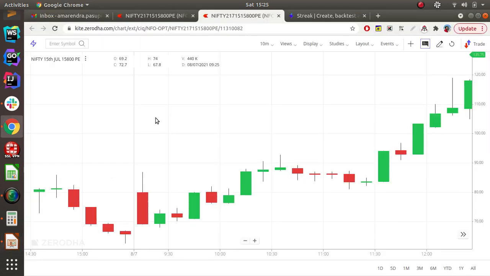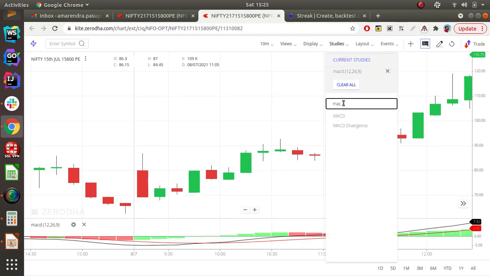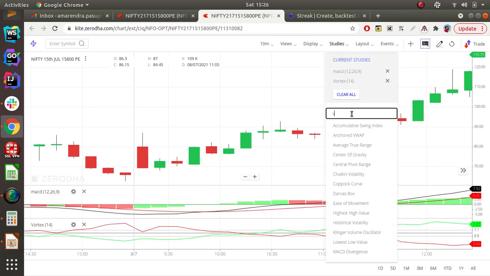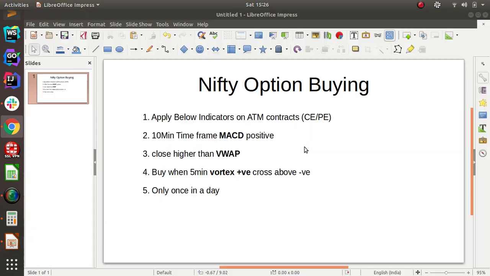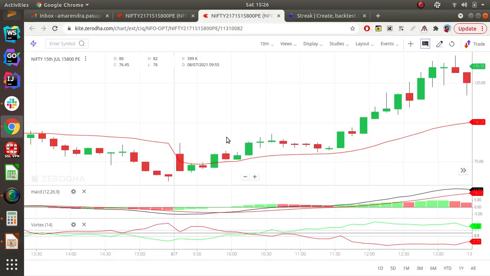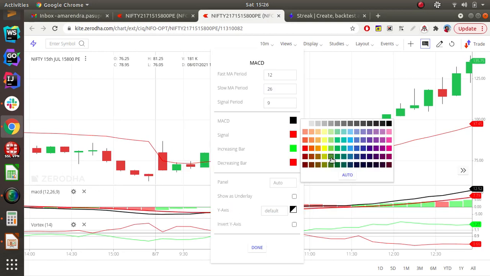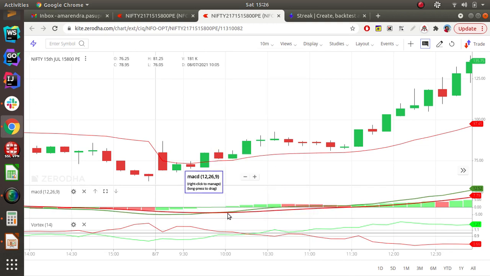So let us go. One of the contracts I have selected is 15,800 PE, just for demonstration, on a 10 minutes time frame. I'm going to add MACD. Let us add all the indicators: Vortex and volume weighted. All three I have added. As we discussed, on the 10 minutes time frame MACD has to show positive. Let us change the color from black to green. Here we can see that the MACD green has crossed above the red one, and this is going. Now let us go to the 5 minutes time frame.